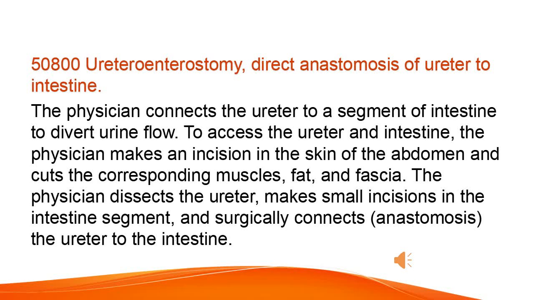Ureteroenterostomy, direct anastomosis of ureter to intestine. The physician connects the ureter to a segment of intestine to divert urine flow. To access the ureter and intestine, the physician makes an incision in the skin of the abdomen and cuts the corresponding muscles, fat, and fascia. The physician dissects the ureter, makes small incisions in the intestine segment, and surgically connects, anastomosis, the ureter to the intestine.